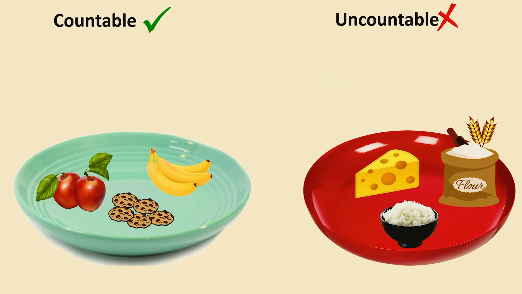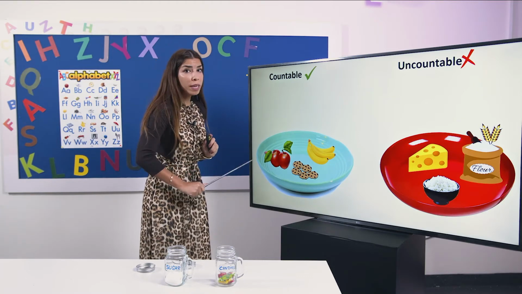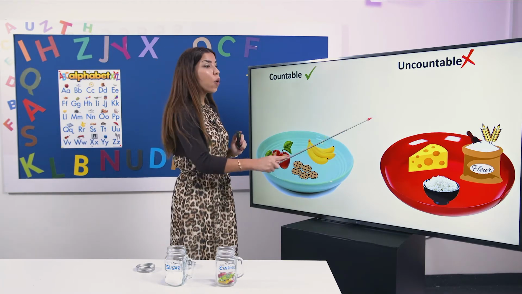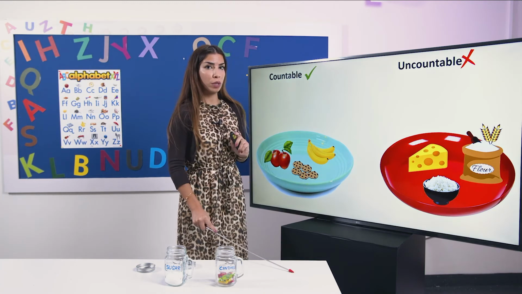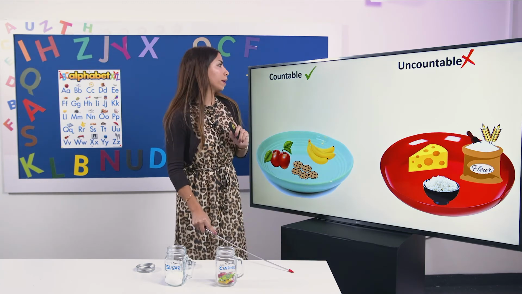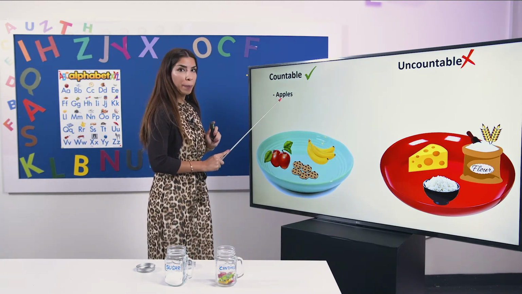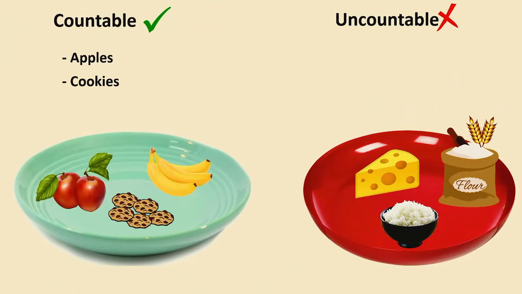Let us see again what are the countable nouns and what are the uncountable nouns. Okay? Repeat after me. Apples, cookies, bananas. And the uncountable nouns, flour, rice, and cheese. Great job.